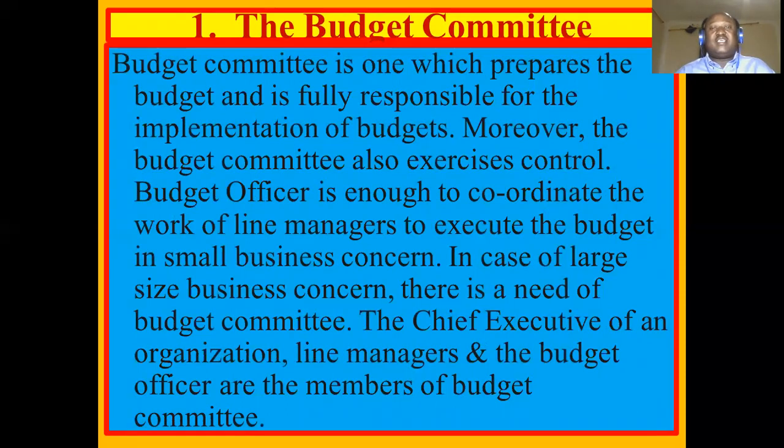A budget officer is enough to coordinate the work of line managers to execute the budget in a small business concern, okay? In case of a large business concern, if it's a big NGO or a large business, there is need of a budget committee that will sit and actually coordinate these activities. The chief executive of an organization, line managers, and the budget officer are the members of the budget committee, or as may be decided by the organization, but they should be people who are well conversant with costing in projects.